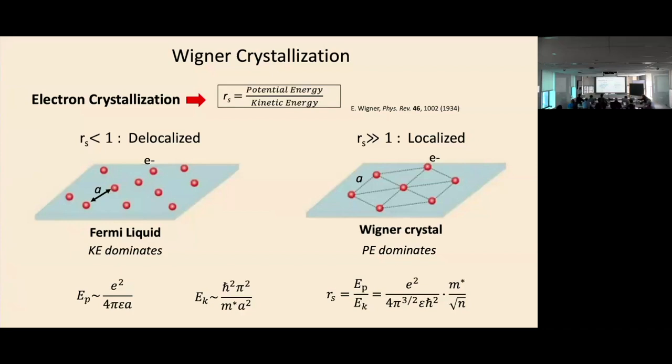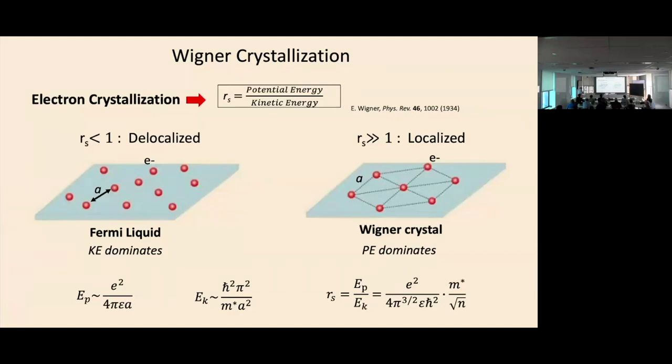Quantitatively, the potential energy scales with e squared over a, modified by the dielectric constant, where a is the characteristic distance between electrons. The kinetic energy scales with p squared over 2m, so it scales with 1 over a squared. So it's easy to show that Rs has this expression. It is proportional to the effective mass of the electron.